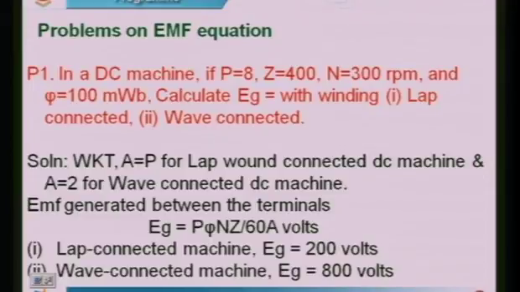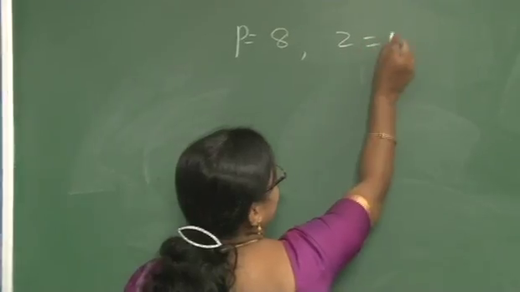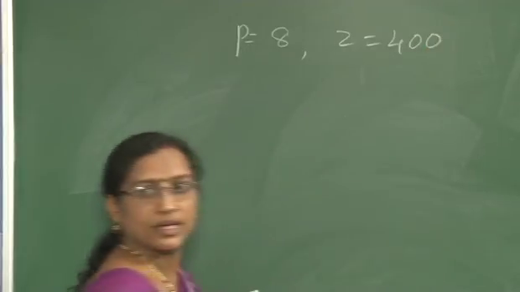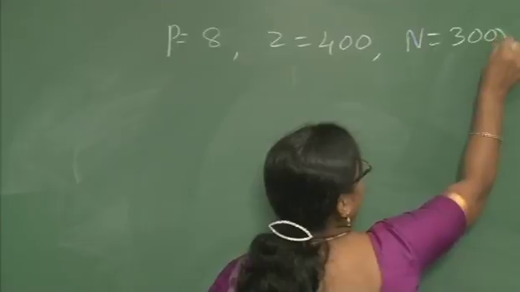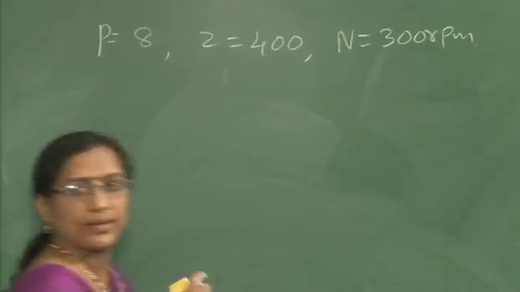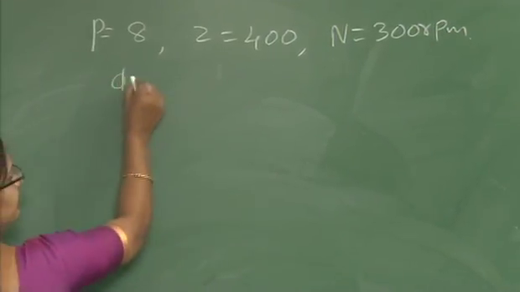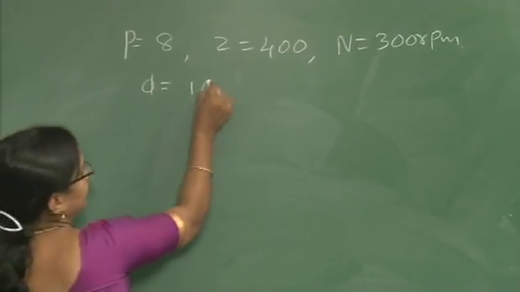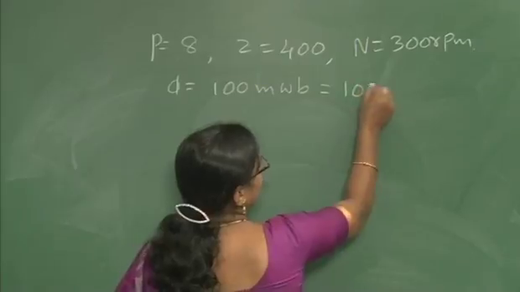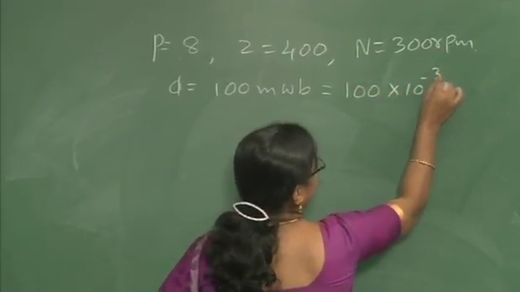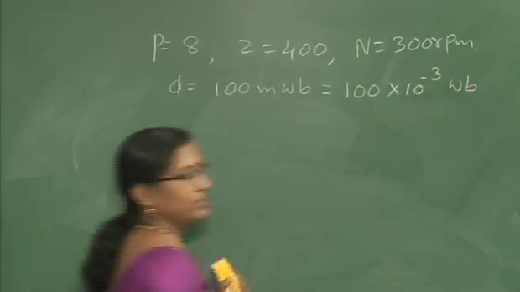P given is how much? 8. Total number of conductors Z is equal to 400. Then N is 300 RPM. Then phi is equal to 100 milliweber. Since it is given in terms of milliweber, you multiply this by 10 to the power minus 3, then you express this in Weber.